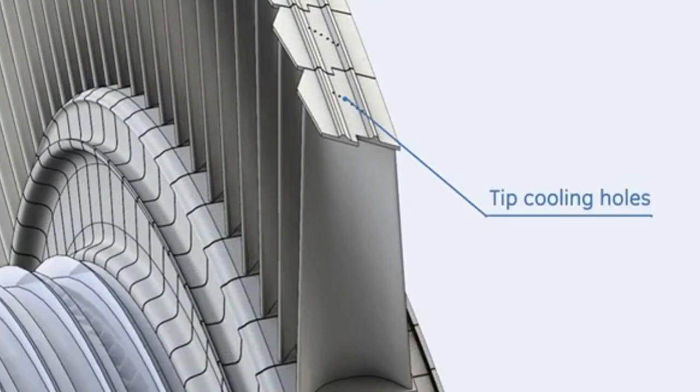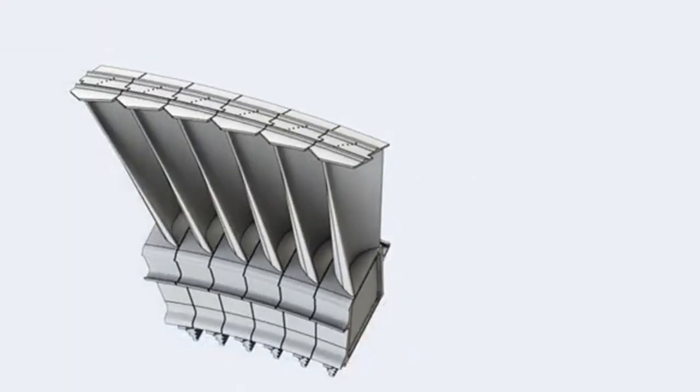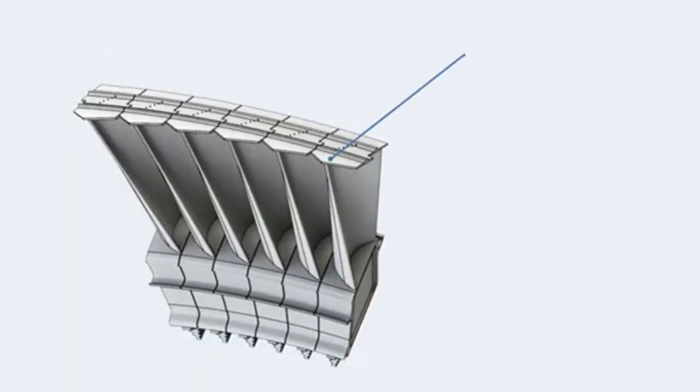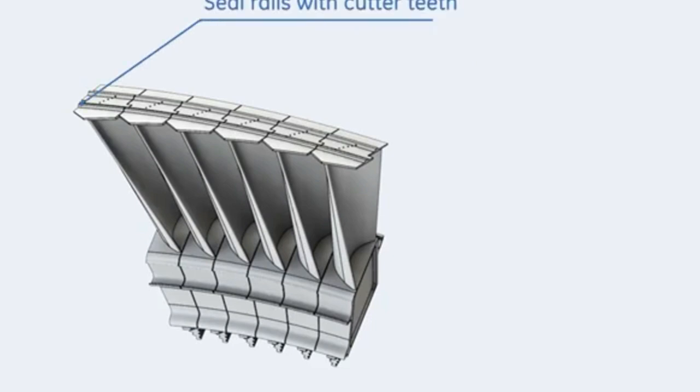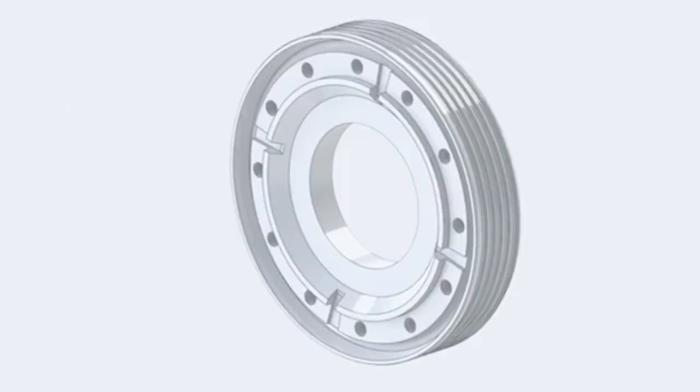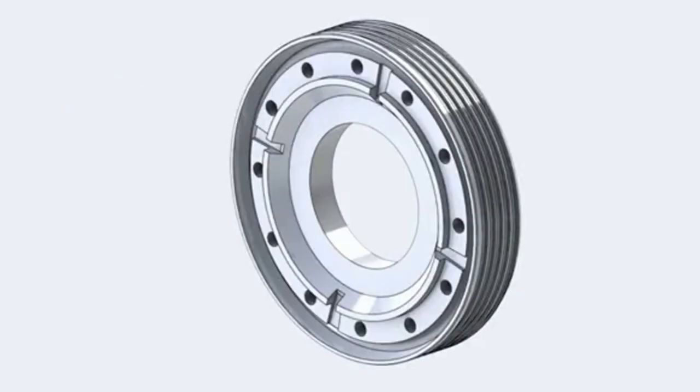The second stage bucket tip is enclosed by a shroud, which is a part of the tip seal. These shrouds interlock from bucket to bucket to provide vibration damping. These shrouds also feature cutter teeth, which open a slot on the honeycomb seal and mate with the seals on the shroud block. The second wheel spacer is located between the second and third turbine wheels.